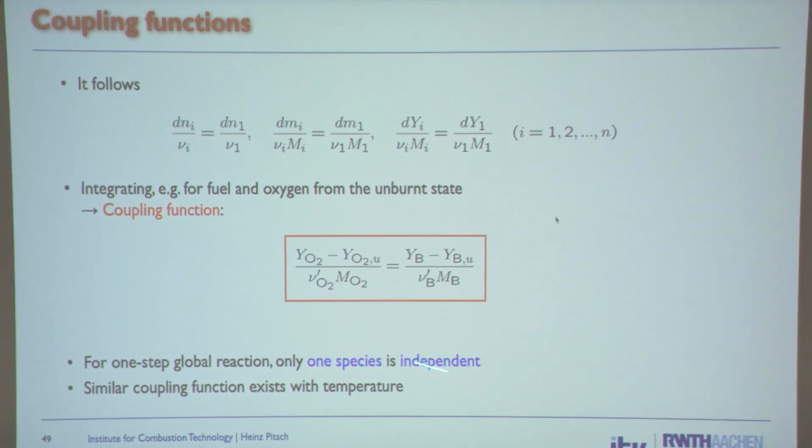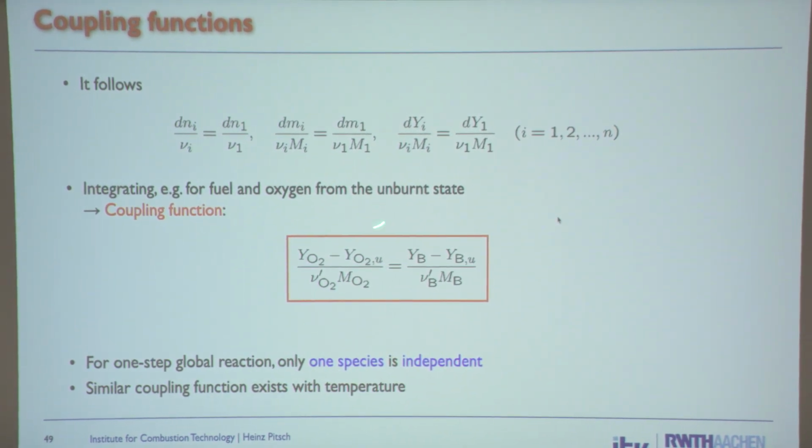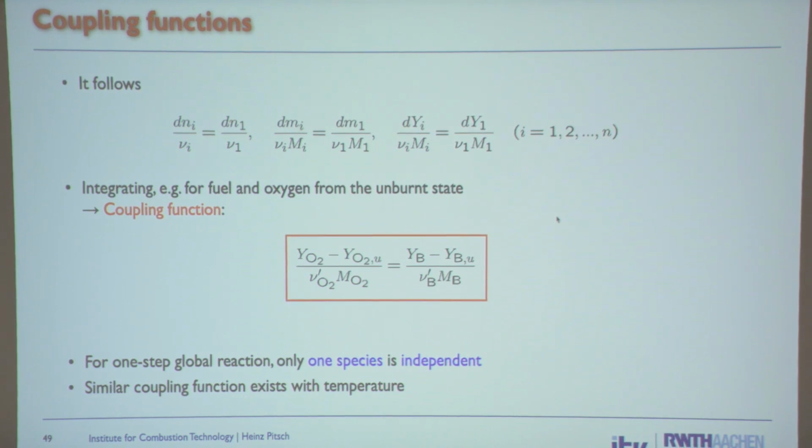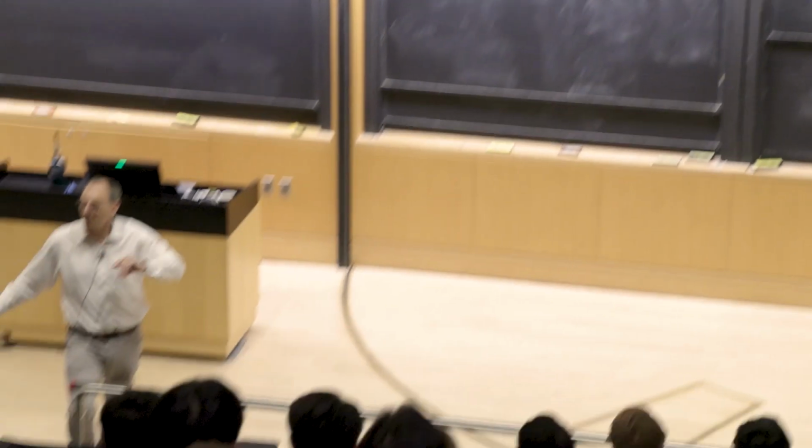Okay, so that's what we call a coupling function. You can write this for any other species also. You can integrate for water, and then if you do it for water, you see that the nu now has a different sign. So when one is consumed, the other one is formed, and these coefficients are different. But you can. So what it means really is, if you assume a one-step global reaction, only one species is independent. Okay, all the others can be expressed by the first one.